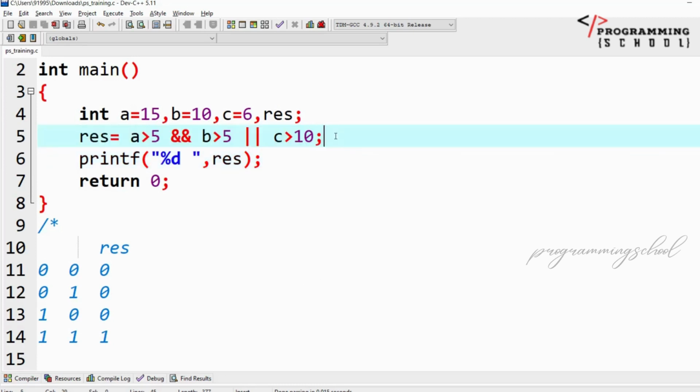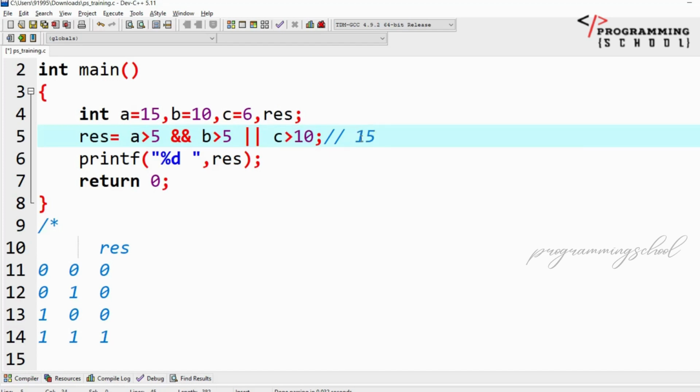Going by the operator precedence rule, logical AND has more precedence than logical OR. That's why, first of all, the logical AND operations are executed first. Then the result is checked with the logical OR operator. First of all, I am going to check this one. If this is true, then the result is checked with this one. Okay.